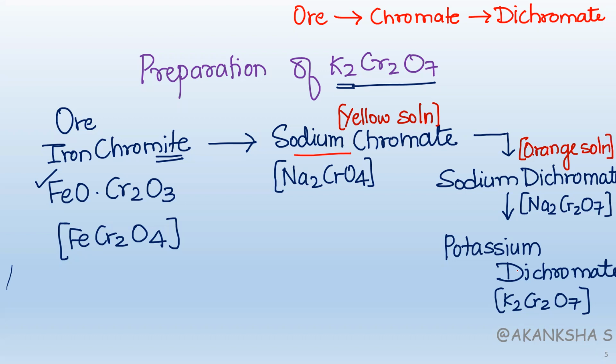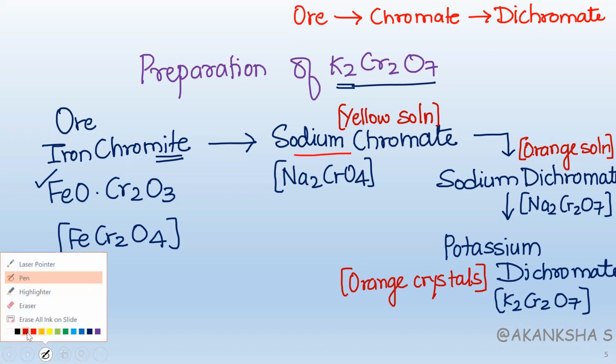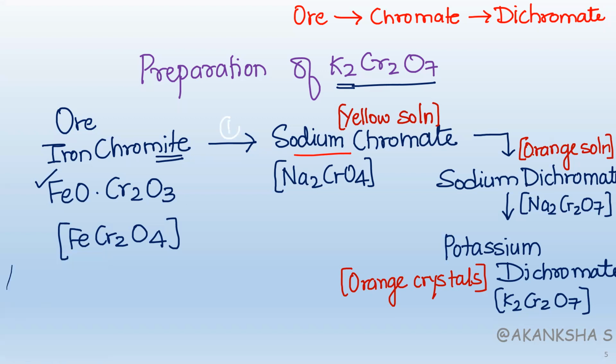But potassium dichromate, as I told you already, is going to crystallize out and you're going to get orange crystals. So as soon as you find orange crystals being generated in your reaction, you are 100% sure that potassium dichromate has been obtained. This is the basic layout of the preparation, and with this you can easily understand how many steps we are going to refer to. We would be referring to them as step number 1, step number 2, and finally step number 3. I think we can start with step number 1 first.